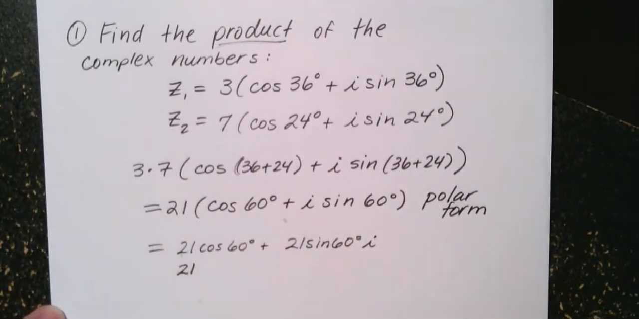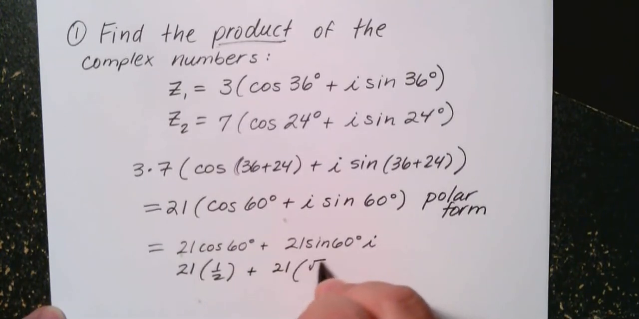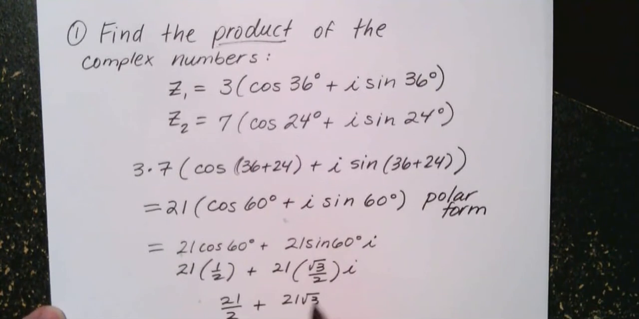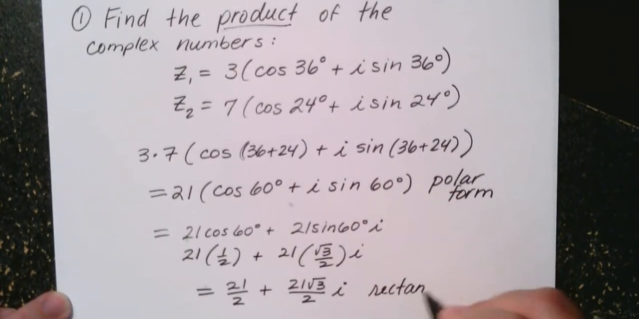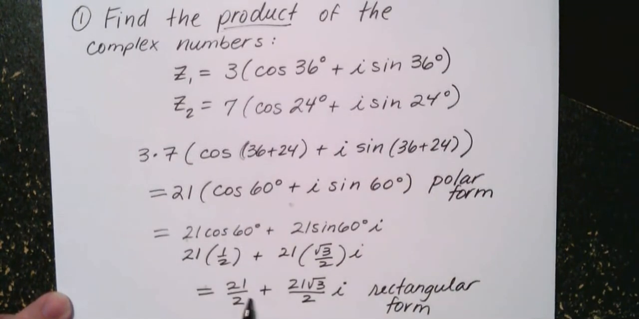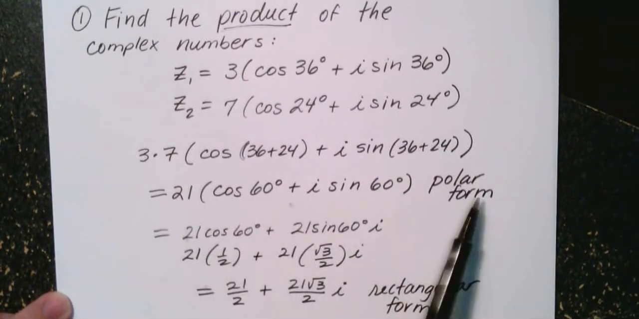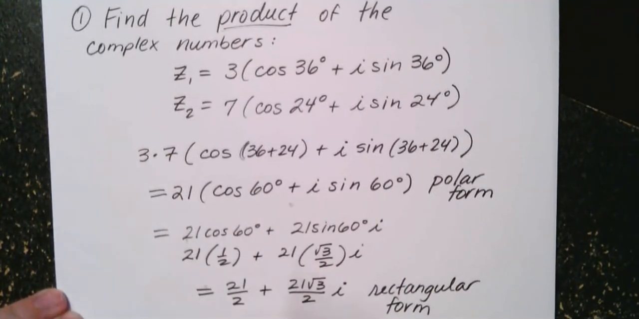This is 21 times the cosine of 60, which is 1/2. 21 times the sine of 60 is root 3 over 2. And so I would have 21 halves plus 21 root 3 over 2 times i. So that would be the same answer in rectangular form. If you're asked to go to rectangular form, or maybe it's multiple choice and you can see that the answers are in rectangular form, then this is where you'd want to end up. If you're asked to go to polar form, or you can see that the answer choices are in polar form, that's where you would end up.